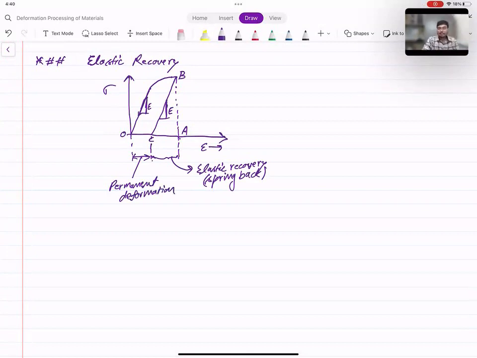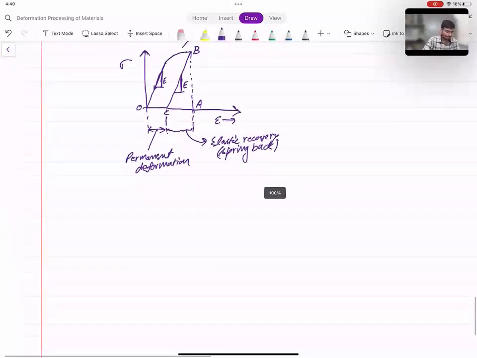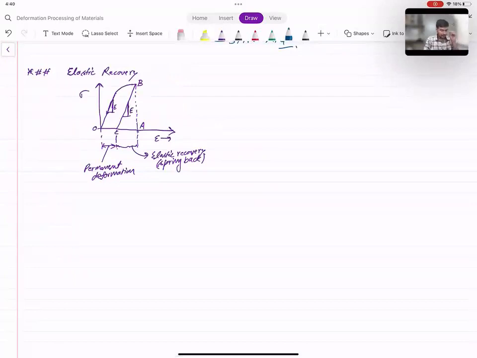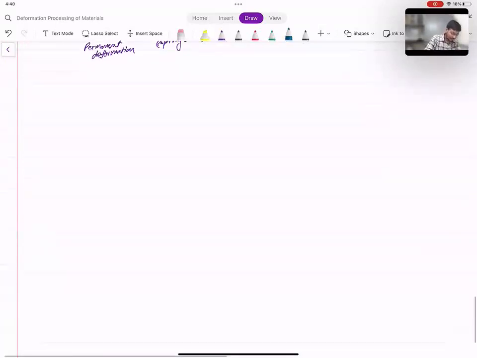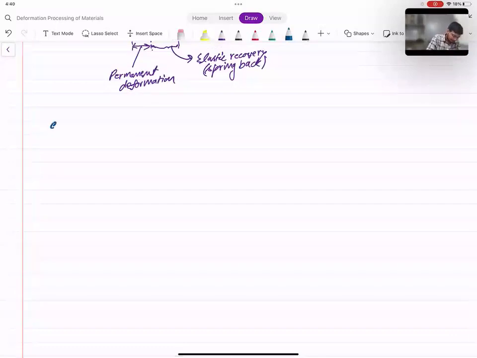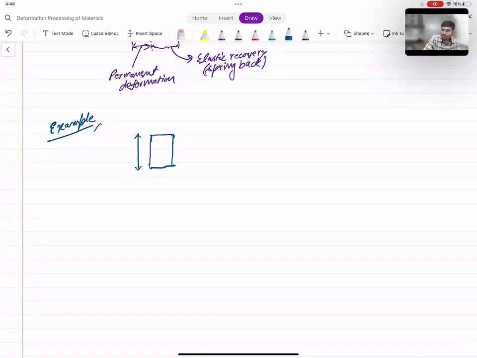Again, to understand this concept more clearly, let us see an example. Suppose I have a bar with initial length of 100 mm. Okay, this was 100 mm initially. Now what I did, suppose I compressed it.